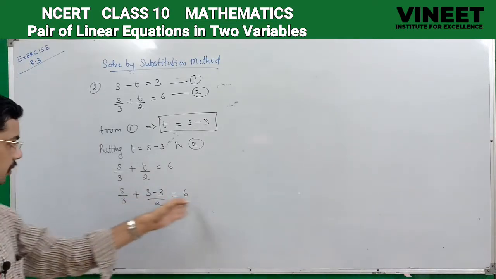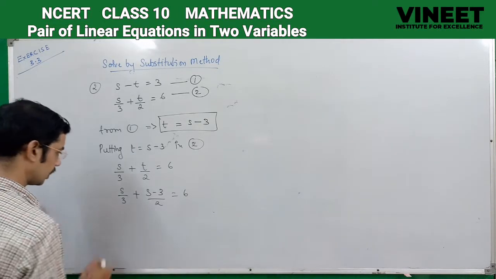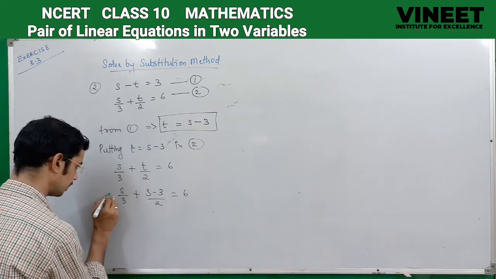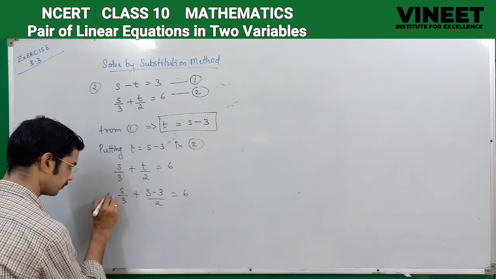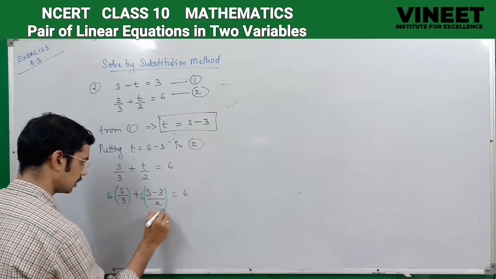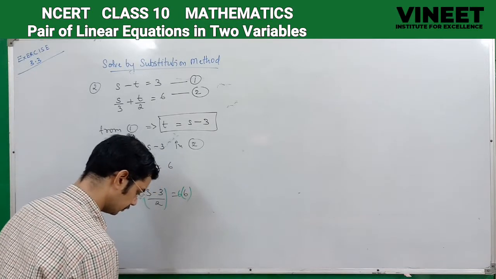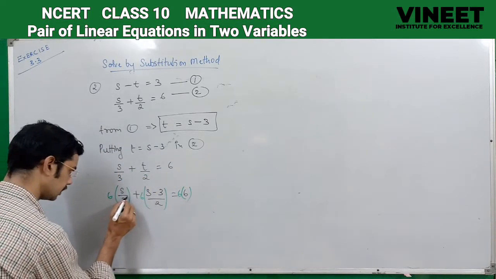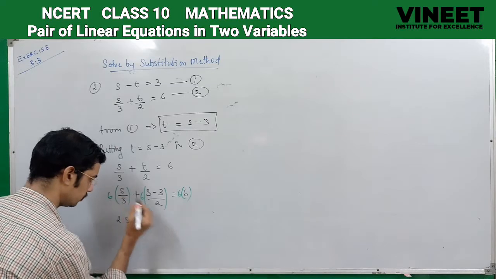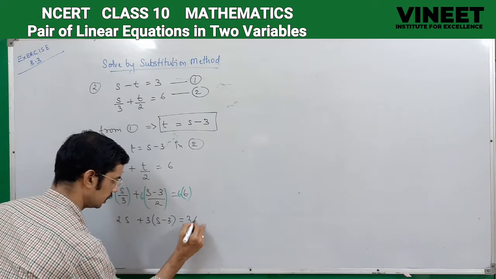Now let me multiply the whole equation by 6 so that I can get the denominator portions away. So multiplying by 6 on all the three terms, because 6 is the LCM of the denominators, and I will be multiplying 6 with this 6 also. So now what I get here is 2s plus 6 into s minus 3 equal to 36.